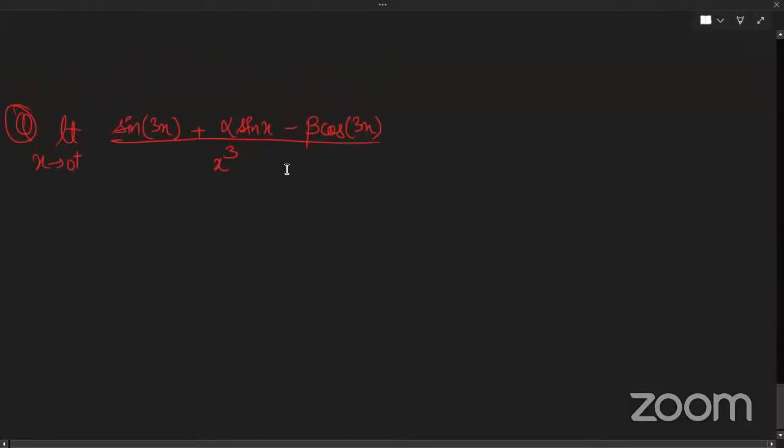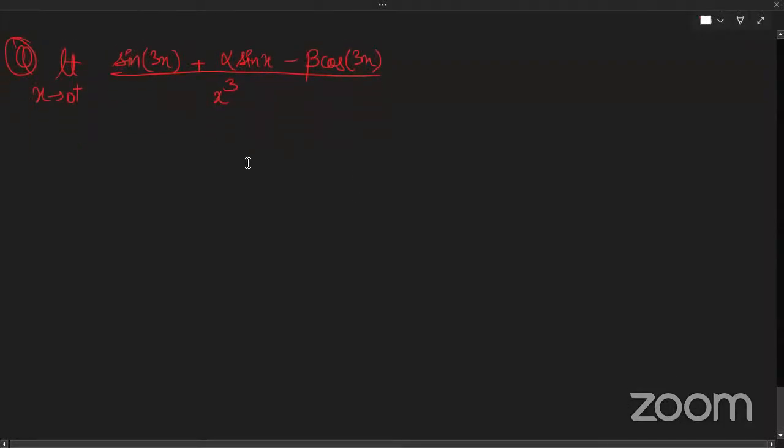Okay, so you have got sine of 3x plus alpha sine x minus beta cos of 3x whole divided by x cube. So tell me, where will my denominator tend to? We can't see your screen, sir. Okay. Is it visible now, everyone? Yes, sir.